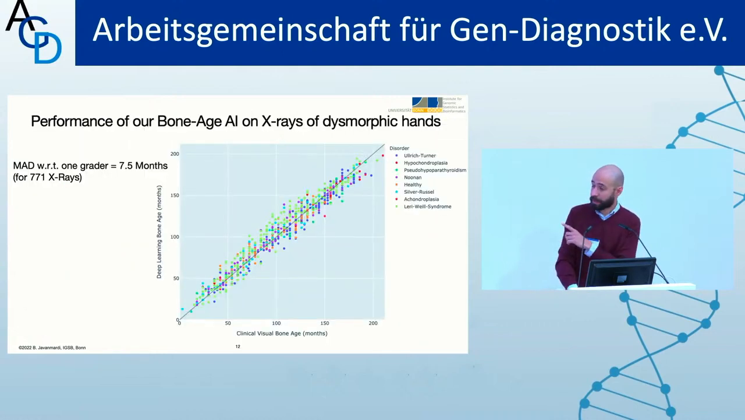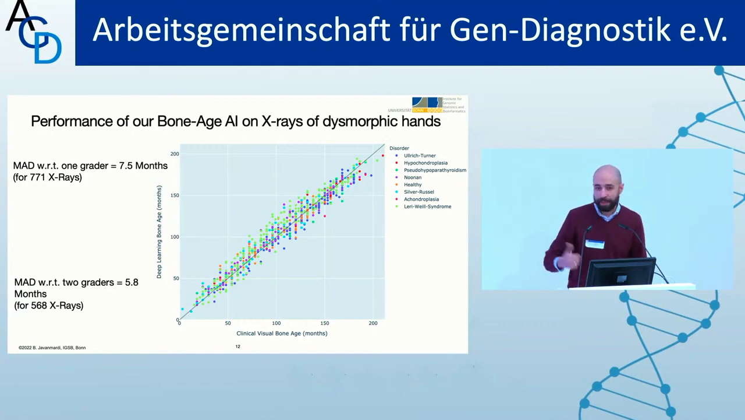More importantly, we took that AI model and tested it on the X-rays of the disorders that I showed you. The model hasn't seen any of these X-rays before, so it served as an external test. The MAD that we achieved for all the images, 771, was 7.5 months with respect to just one grader. We knew there is also intergrader uncertainty, so we managed to get a second opinion for 568 of these X-rays, and the MAD already dropped to 5.8 months. We hope that we can get grades for the rest, and also maybe more than just 2, and we are sure that this performance would be even better.